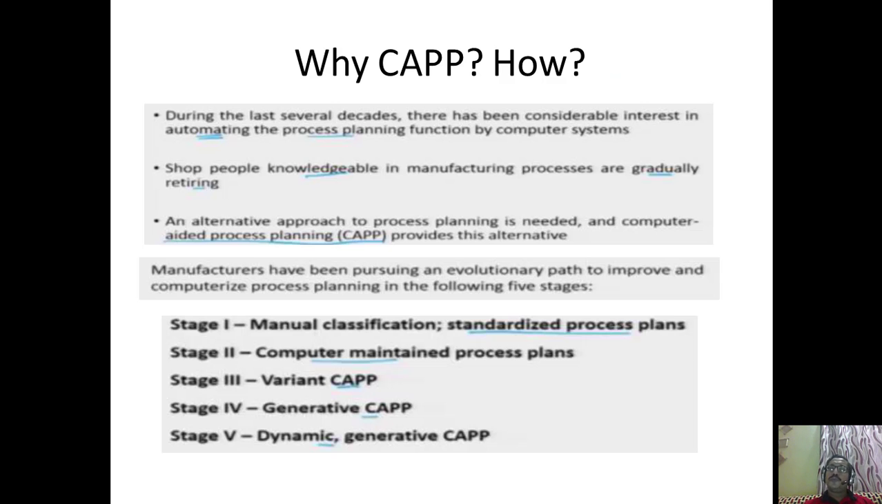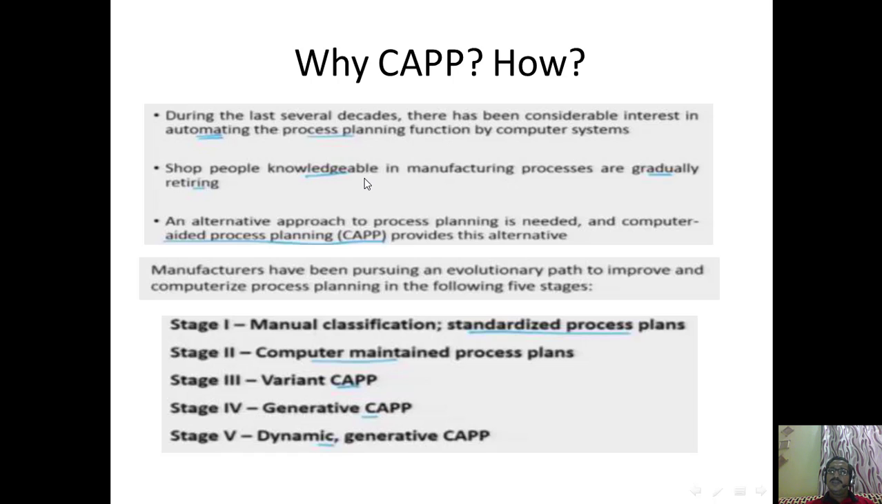So why do we go for computer aided process planning? During the last several decades, there has been considerable interest in automating the process plan function by computer system, because earlier we only automated the physical system, but we have to automate the support system. Support system means design, process planning, manufacturing, these kinds of things. Shop floor knowledge, shop people knowledgeable in manufacturing processes, are gradually retiring. That means without much expertise, you may not develop the right process plan in the right time.